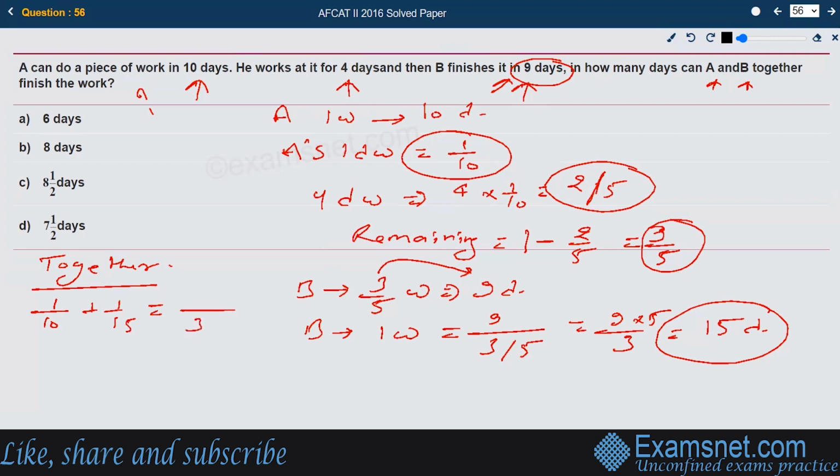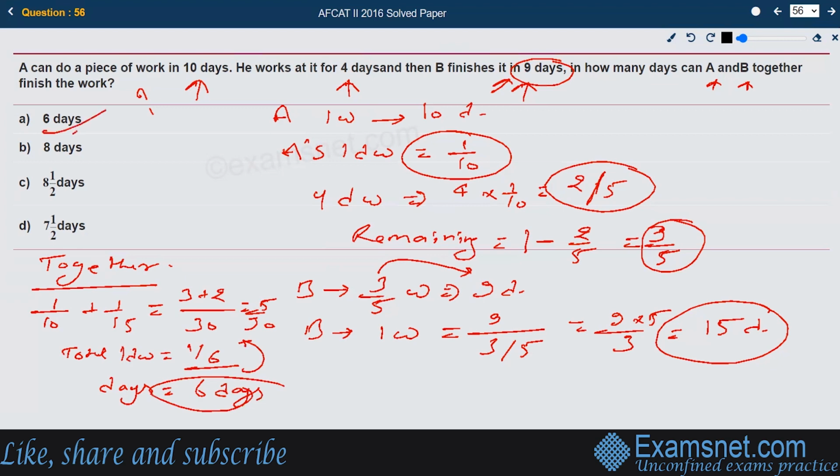How much is this? If we take the LCM as 30, this is going to be 3 plus 2, that is 5 by 30, that is nothing but 1 by 6. So the total 1 day work is 1 by 6. So how many days they will take to finish the complete task is just the multiplicative inverse of this, which is going to be 6 days. And that is the right answer, option number A, 6 days.